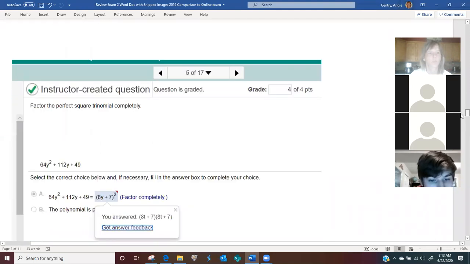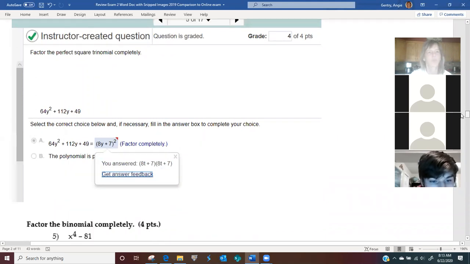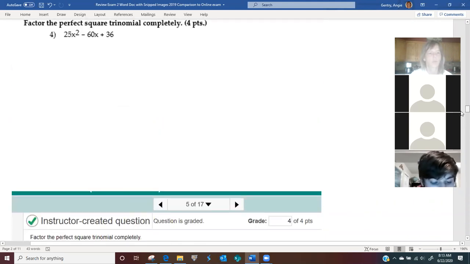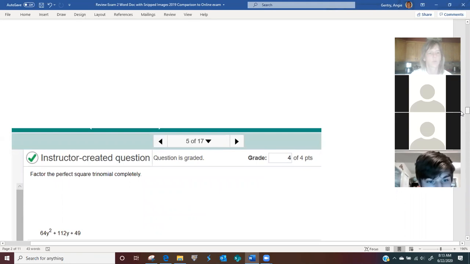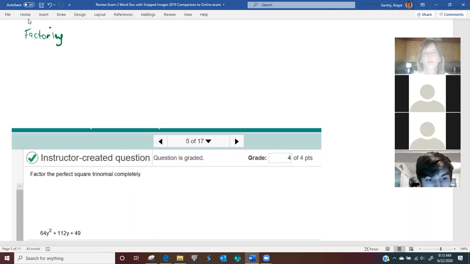Let me look at one. Okay. So I'm going to work this one. Can you see this okay? So when it comes to factoring, before we solve for anything, you know, you need to know how to factor. This is weird because this is not using my pen.